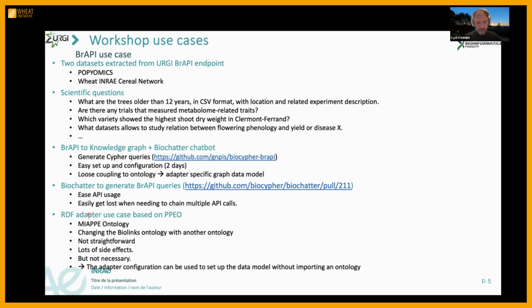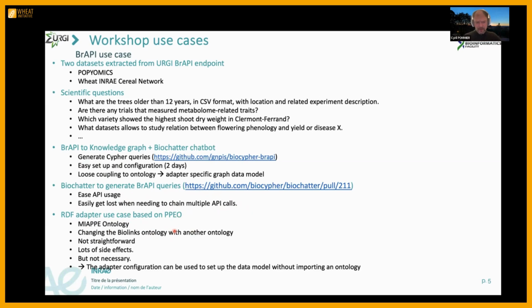But the weak point is that the chatbot was easily lost when there was a need to chain multiple API calls. So for simple use cases, it works. For more complex use cases, it's less convincing. We also tried to change the Biolink foundation ontology of BioCypher with the MIAPPE ontology, so PPO.